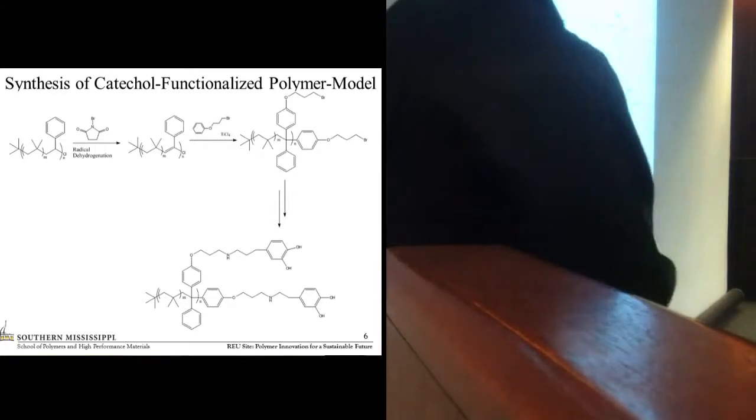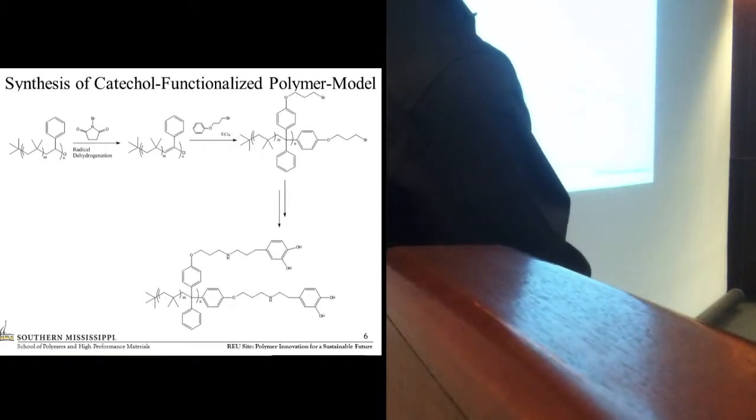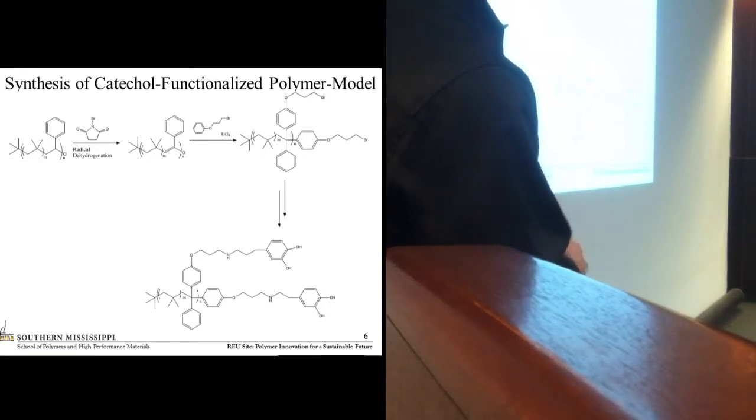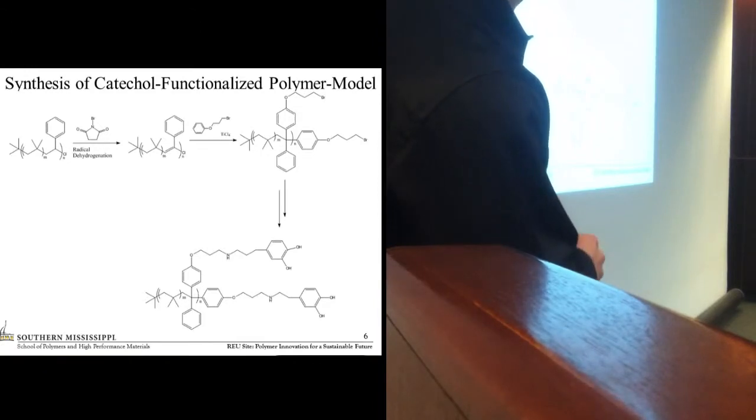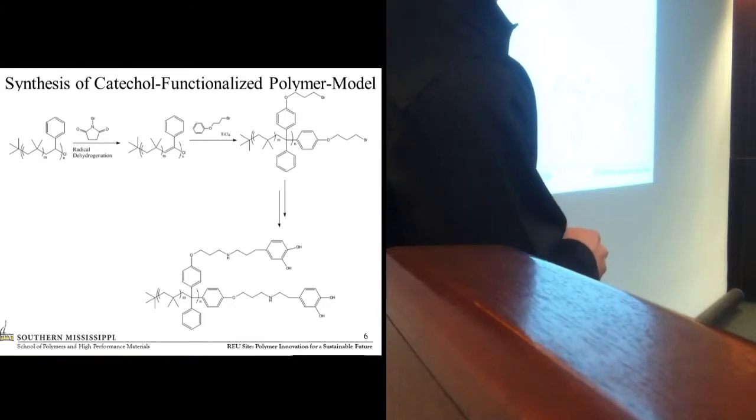So how we do this is we start with the PIB-Styrene copolymer and perform radical dehydrogenation to get this unsaturation here, and then perform the same chemistry here with the phenoxy group and TiCl4 catalyst to form this compound here. And then at this point we will react it with dopamine via a multi-step procedure to make this final catechol functionalized PIB polymer.